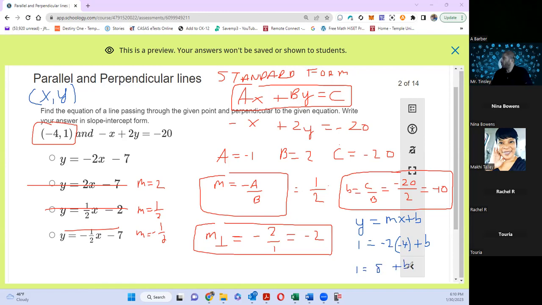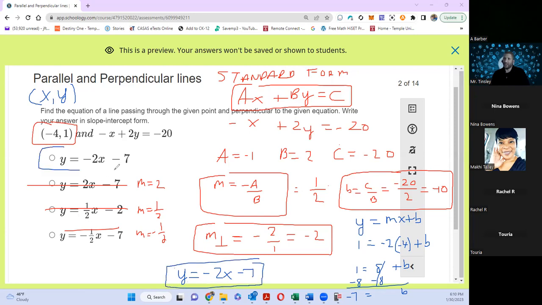How can we get the B all by itself? Minus 8 from both sides. So the 8's cancel, and we bring down our equal. What's -8 plus 1? Minus 7. So we know our y-intercept and we know our slope. Our equation of the line is going to be what? The equation of a line starts with y equals. Y equals what? Minus 2x minus 7. There we go.